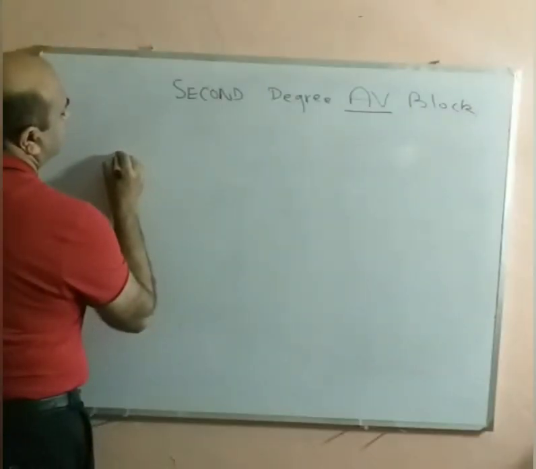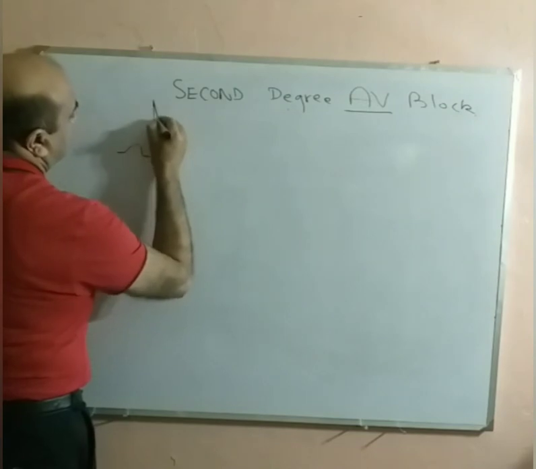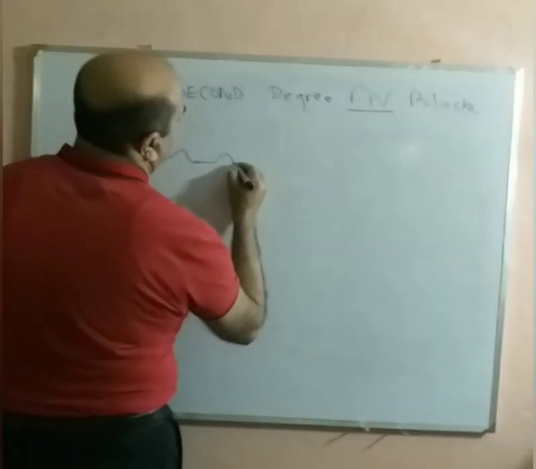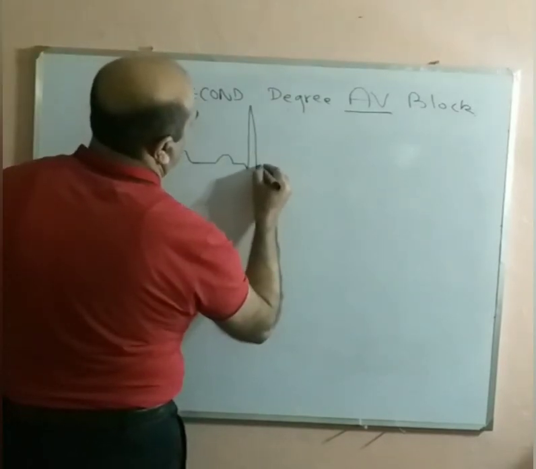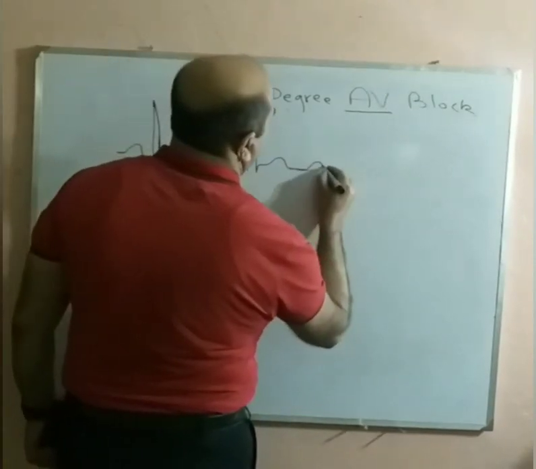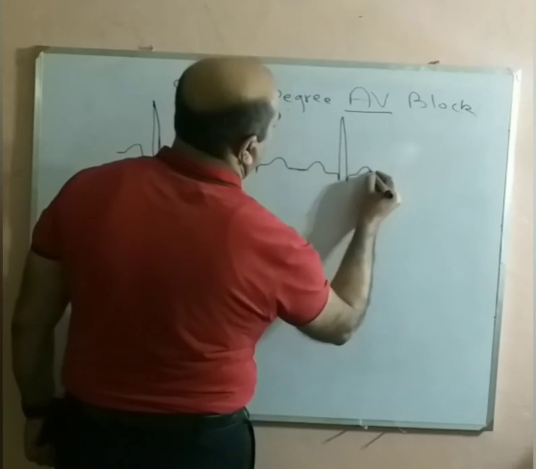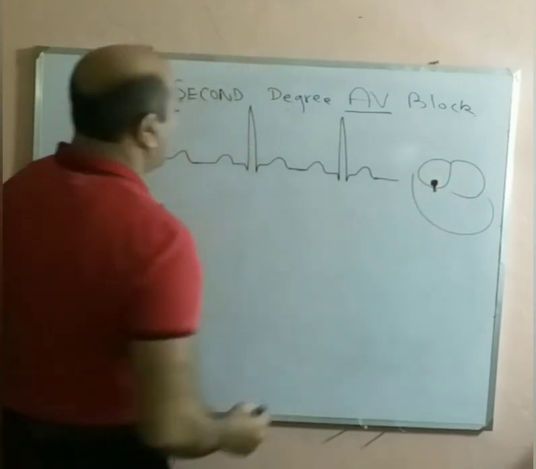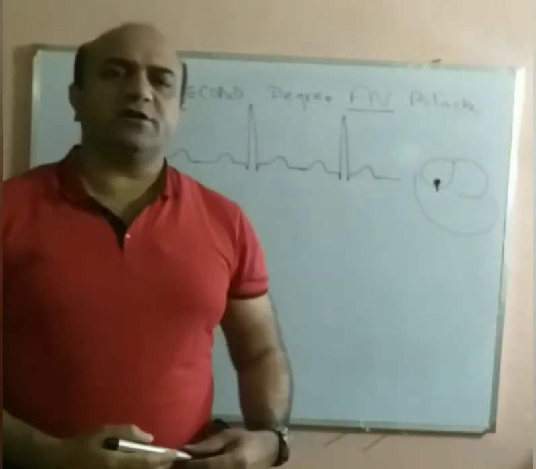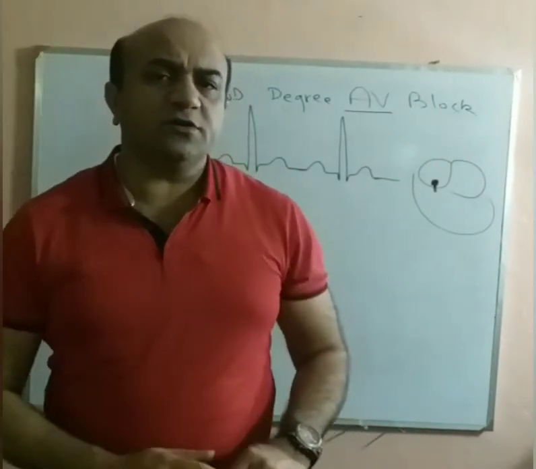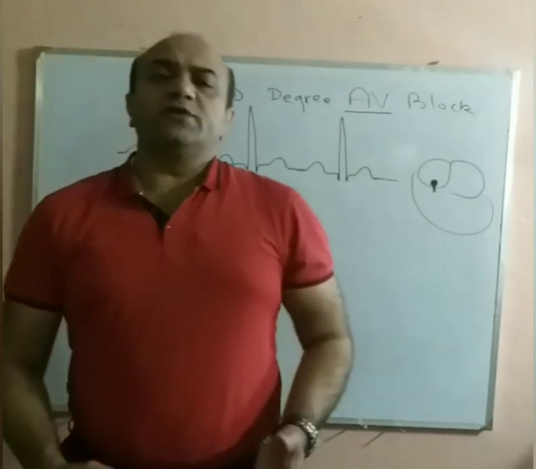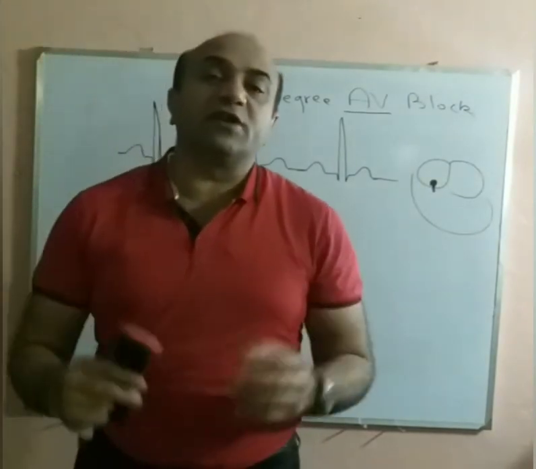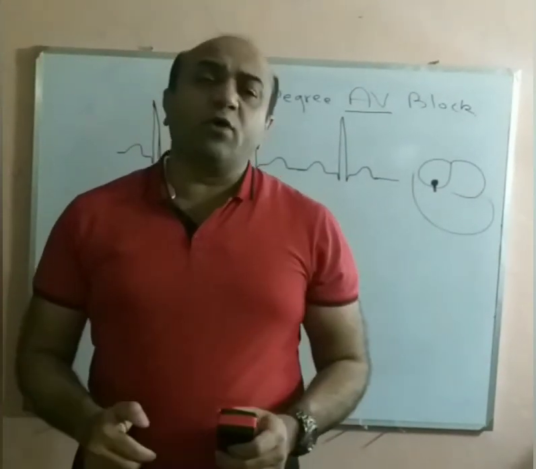This is the normal one. So what's happening here? AV node is allowing all of the impulses coming from the atria, which generate P wave by the atrial depolarization, to pass through it, going downwards all the way to the bundle branches and the Purkinje system, causing the ventricular depolarization to generate QRS complexes. And what's happening in case of the Mobitz type 2?